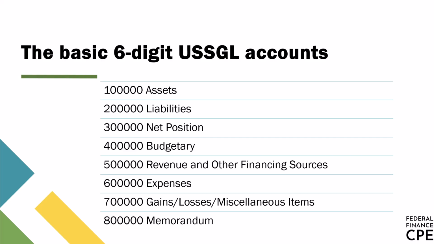The next series is the 500,000, which is revenue and other financing sources. Then you have 600,000, which is your expenses. 700,000 are your gains, losses, miscellaneous items. And then 800,000 are your memorandum accounts.